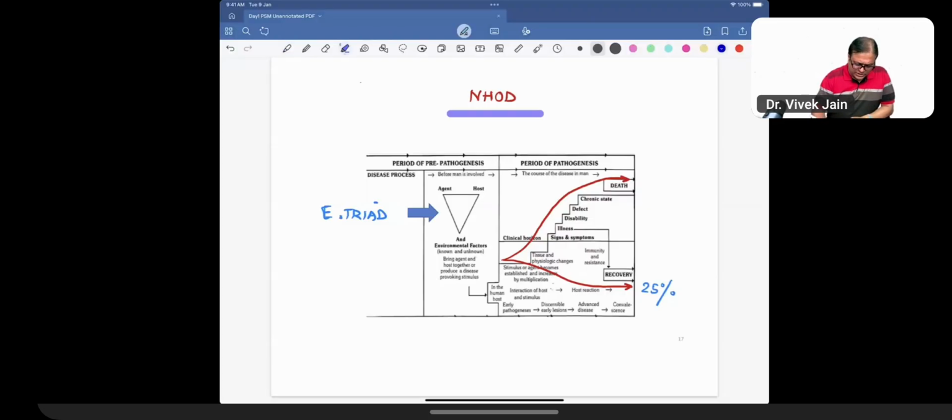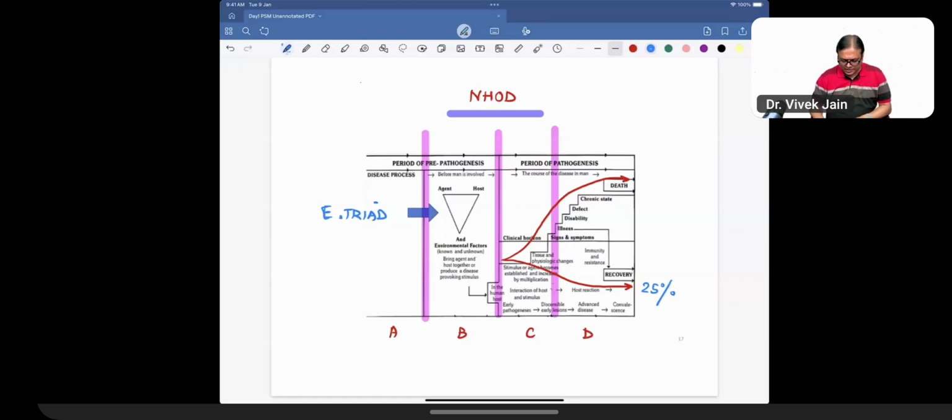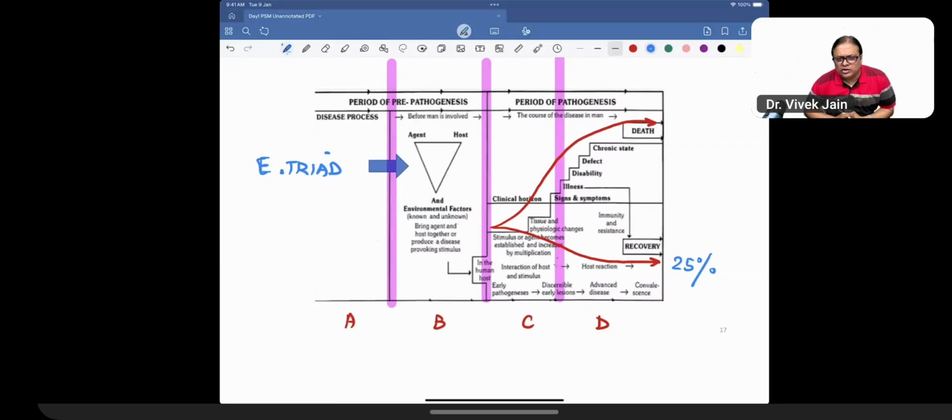Okay, let me ask you this question in another way. Suppose this is one, this is second, this is third, suppose I label them as A, B, C, D. Can you tell me in which part, look carefully, the secondary level of prevention is applicable? Majority are saying C, but many students are saying D. Look carefully. It is C, very right.